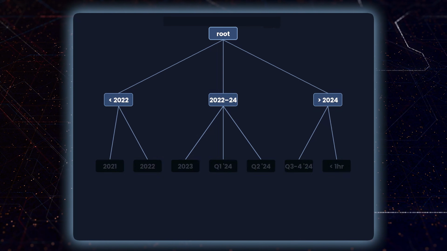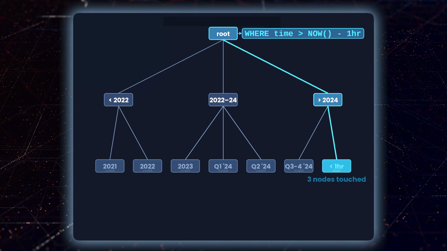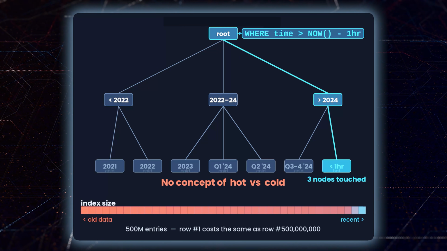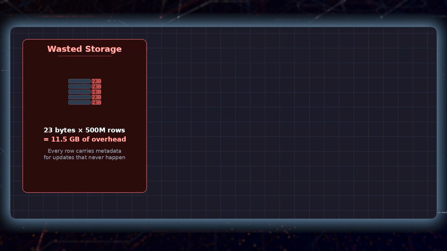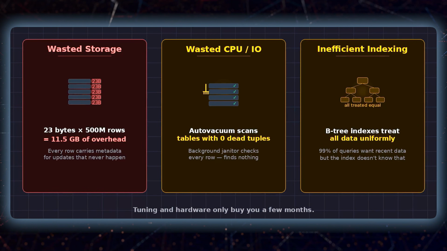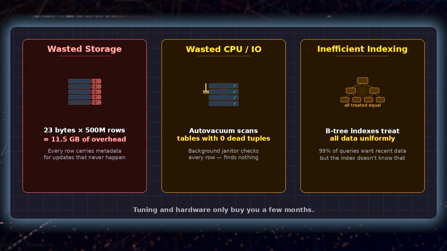It doesn't know that yesterday's date is cold and the last 5 minutes are hot. It treats row number 1 and row number 500 million exactly the same. So as your table grows, the index grows linearly with it, and your time range queries have to do more and more work. So to bring it all together, Postgres is spending storage on bookkeeping that you don't need, running cleanup jobs on data that was never modified, and indexing everything uniformly when your access pattern is almost entirely give me the recent stuff.